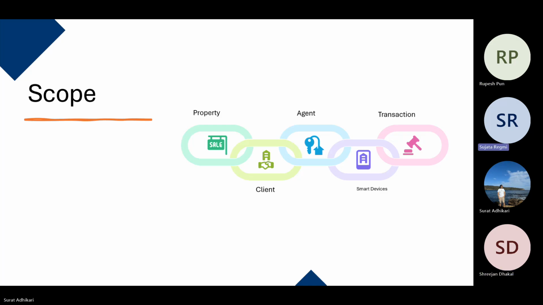Our scope was clear: build a system that manages all core CRM data, properties, clients, agents, listings, and transactions, and extend it with sustainability features and IoT tracking. This not only improves operations but also aligns with how the Australian property market is evolving.